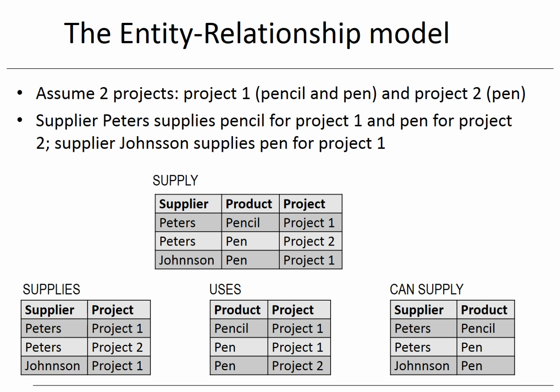From the binary relationships, it cannot be seen that Peters does not supply the pen for Project 1. More specifically, both Peters and Johnson supply for Project 1. They can also both supply a pen. Hence, from the binary relationship types, it is not clear who supplies the pen for Project 1.